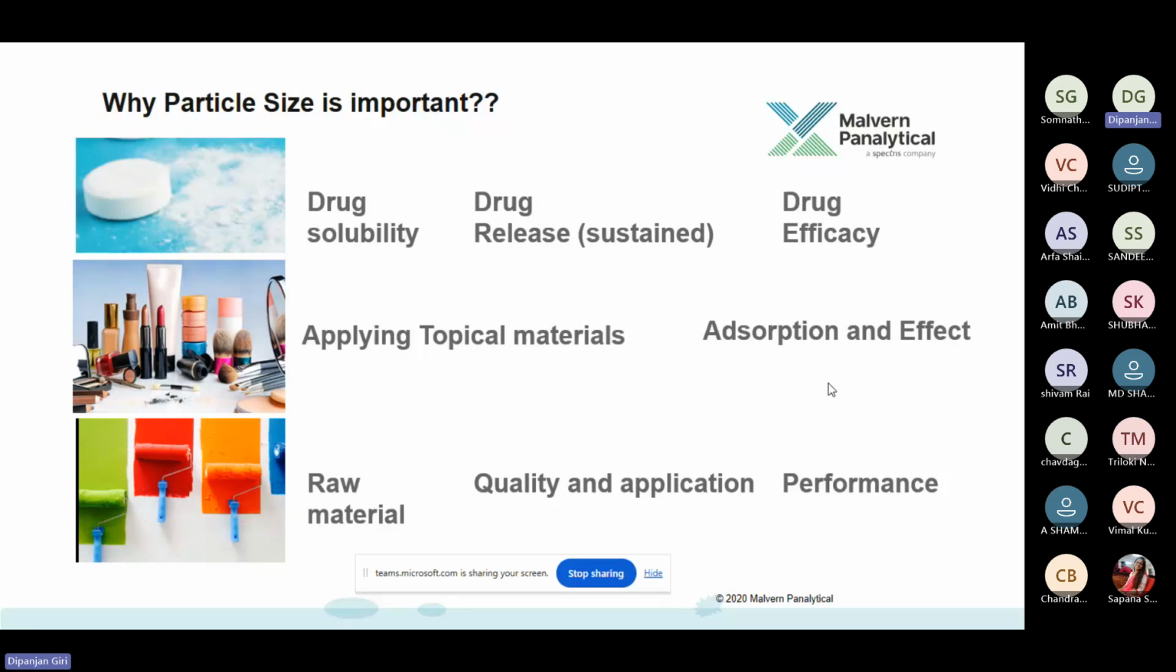For example, the solubility of the drug, the drug release activity or the efficacy also depends on the size of the drug particles or binder particles. Cosmetic and topical drug applications depend on particle size. Absorption depends especially on size, and in the case of paint, the glossiness or brightness of the appearance of the coating is also a size-dependent property.